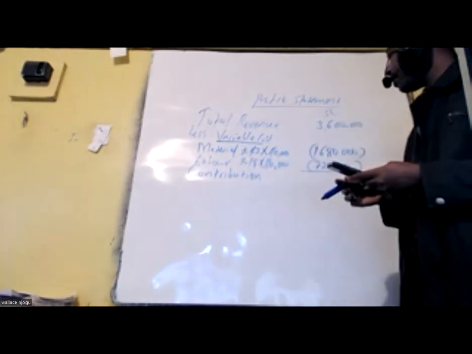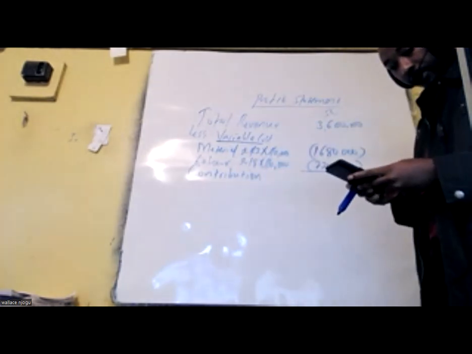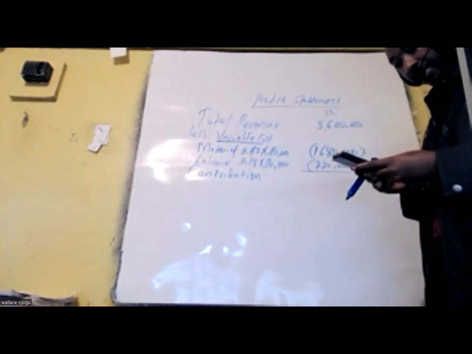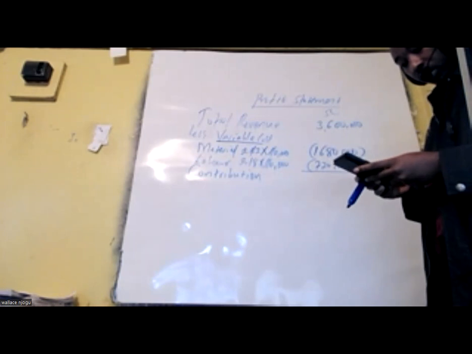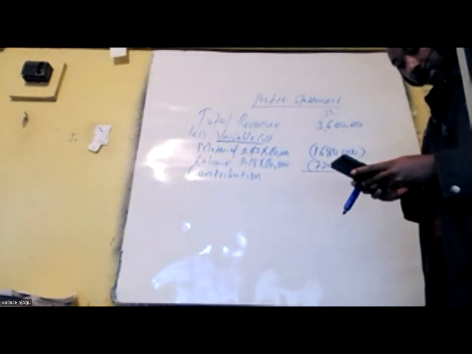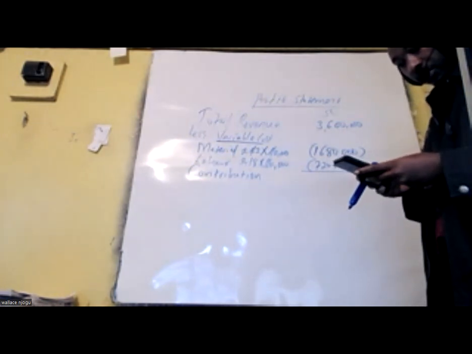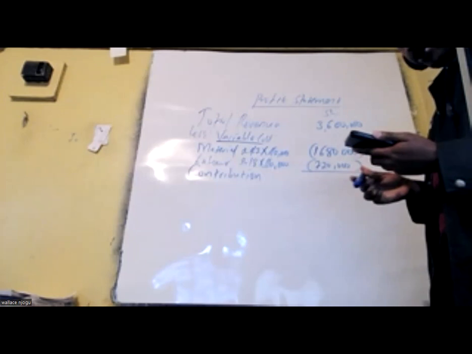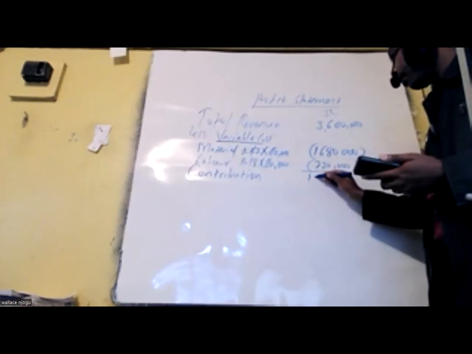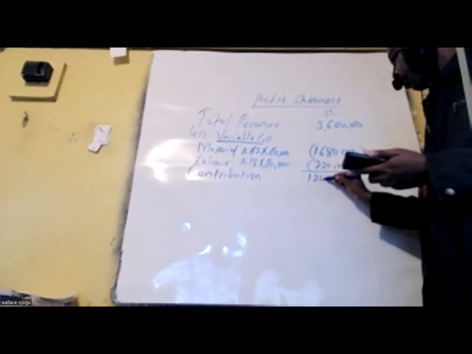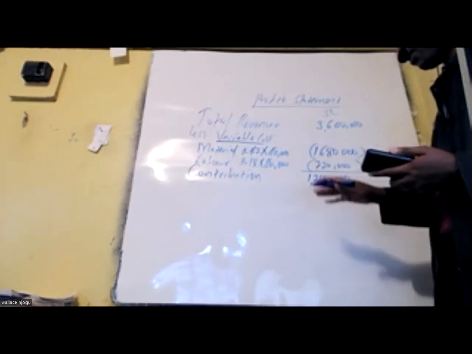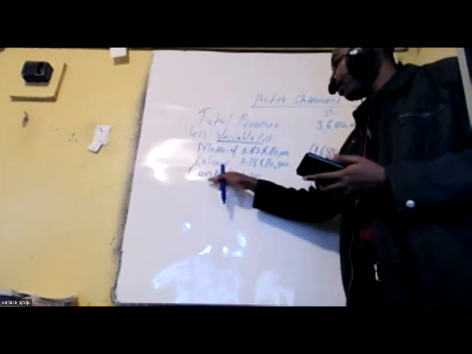So get 3.6 million. We less 1.68 million. Alafu we less 720,000. I'm going to get 1.2 million kama contribution. So this is the total contribution.